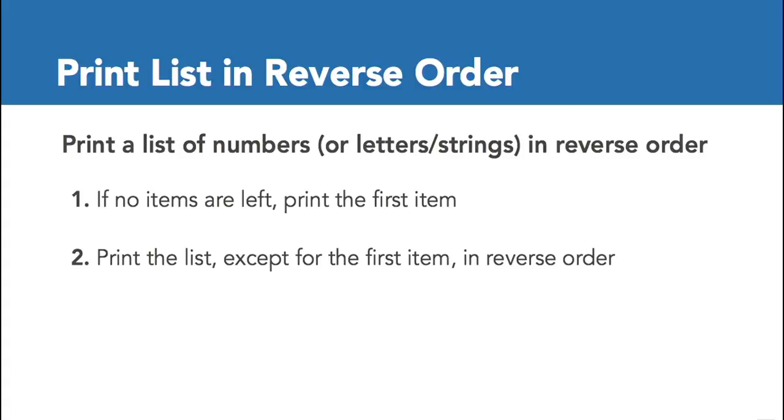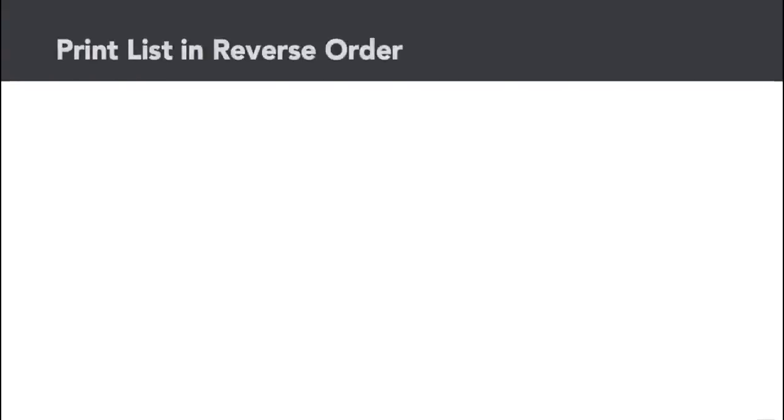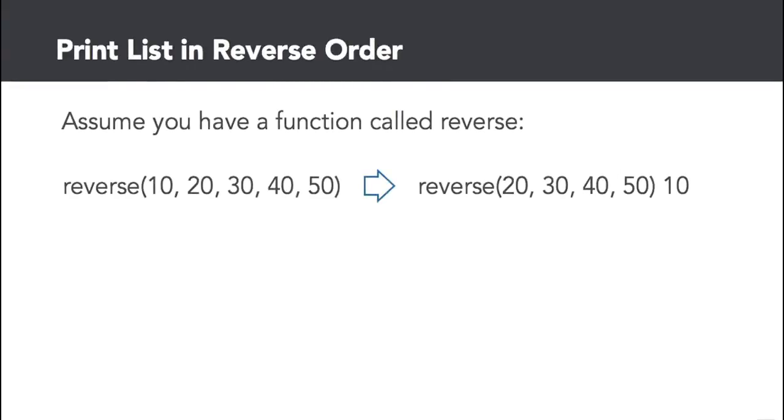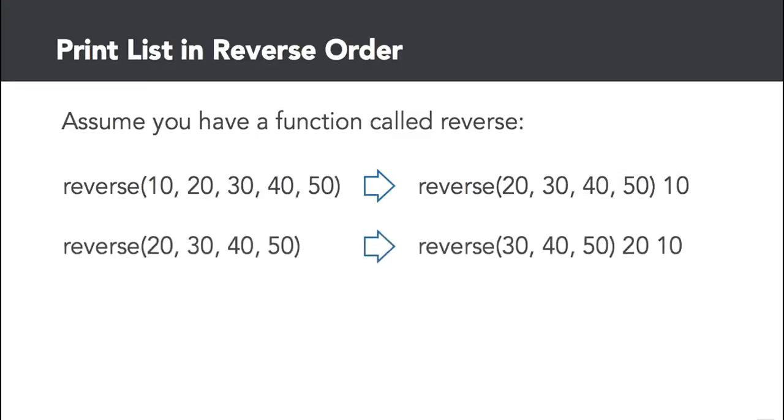Let's take another look at a different visual. So here is our list. We have a list of numbers 10, 20, 30, 40, 50, and I have a function called reverse. When I pass those numbers to the function reverse, reverse then takes the first value out, the 10, and then it calls reverse again now with a smaller list, because now I need to reverse the numbers that are in the smaller list. So next I pass it the 20, 30, 40, 50, and this time I take out the 20, and I'm only left with 30, 40, 50 in my list.